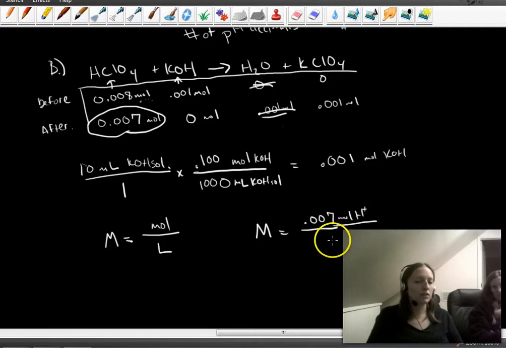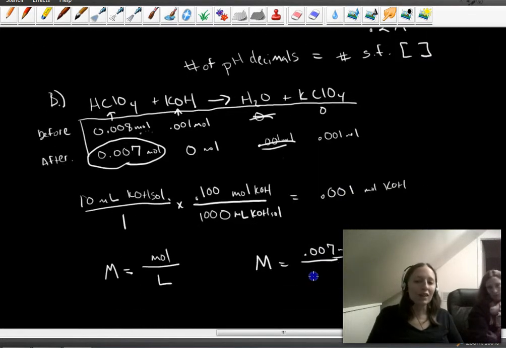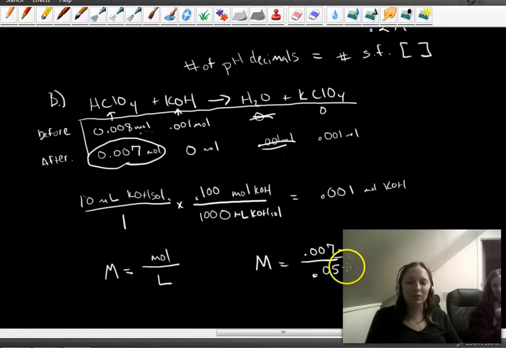How many liters do we have? How many milliliters do we have? Well, we started off with 40 milliliters of acid, and we just dripped in 10 milliliters of base. So we have 50 milliliters of solution. That's really important to notice because this changes. When you're dripping something in, the liters change every single time. So you got to pay attention to that. So that's 0.05 liters or 50 mils.